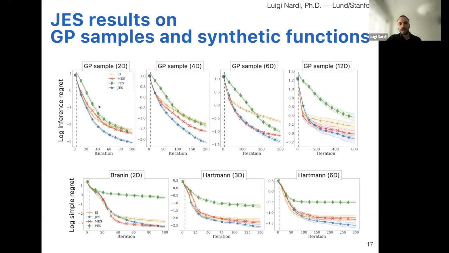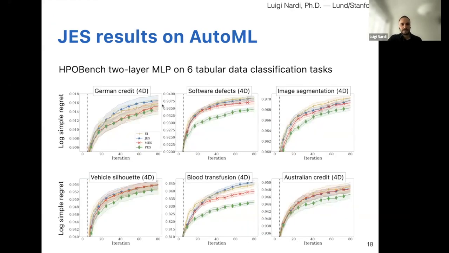So if we look at some results on GP samples, there is no model misspecification here because we use a model which we know precisely. So we know the hyperparameters of the model here, and you can see that in terms of log inference regret, JES is able to exploit this piece of information on top of what MES and PES have, and it performs slightly better than the other methods. In these synthetic examples, it's highly competitive against the other methods, in terms of state of the art performance.